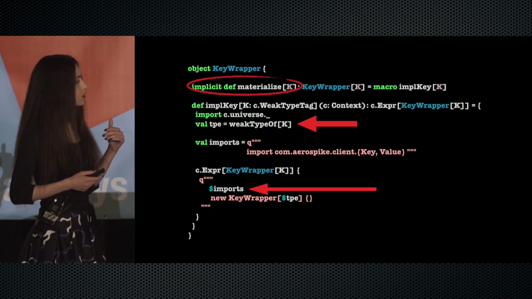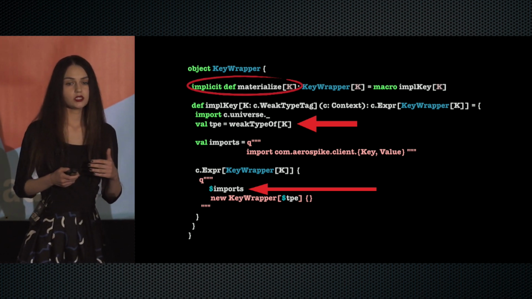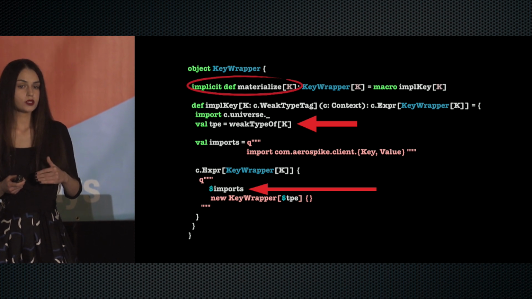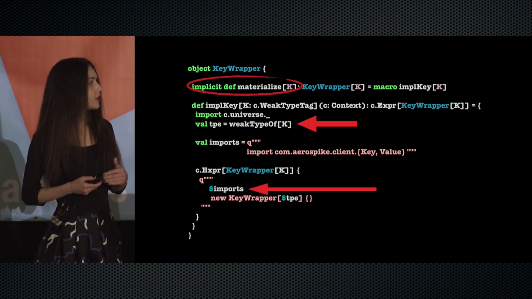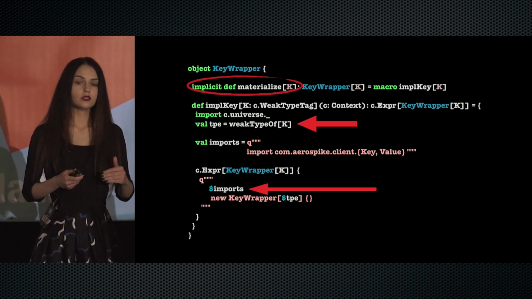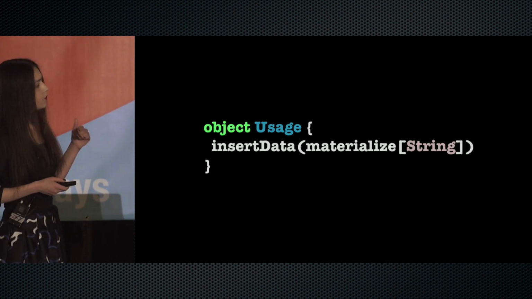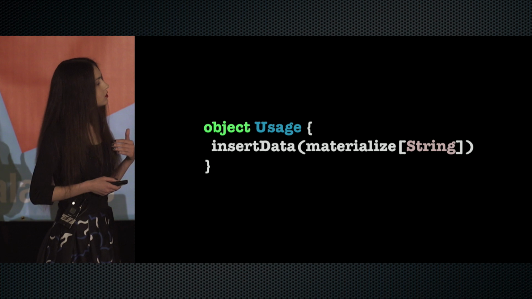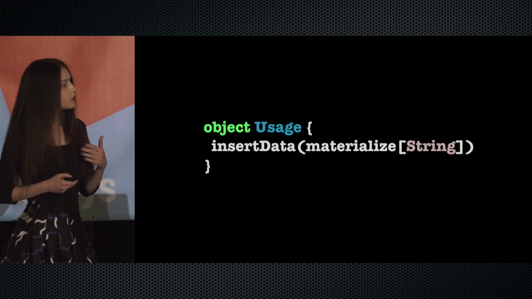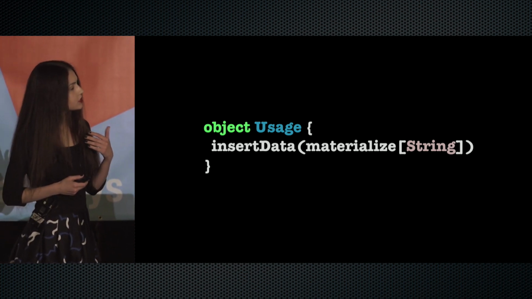One more thing. If you need some extra packages to make your code work, you will have to provide those in the scope when you use that instance. That's very important. So what will happen when we try to call materialize for type string?